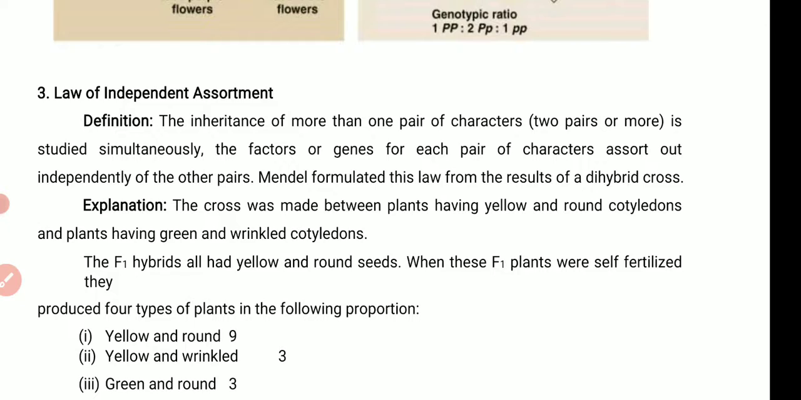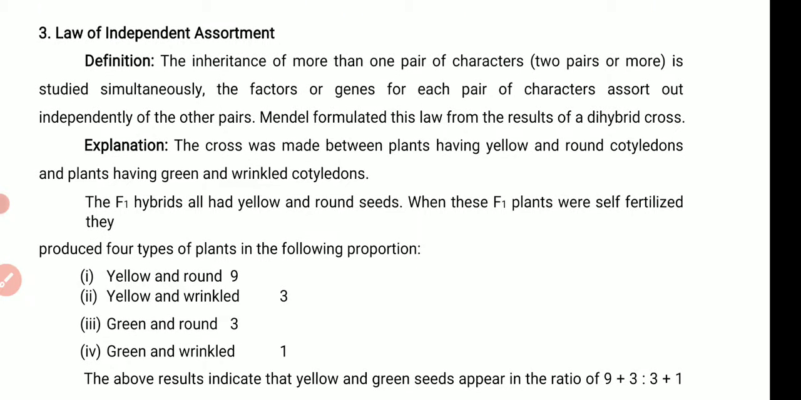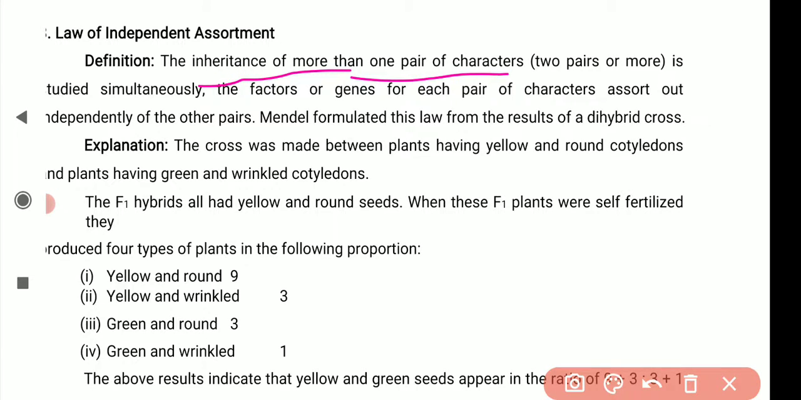So the third law is the law of independent assortment. We did the law of dominance and recessiveness, then the law of segregation, and the third one is the law of independent assortment. Seeing the definition, it is the inheritance of more than one pair of characters studied simultaneously. So this is your dihybrid cross. The second law, segregation, was your monohybrid cross, right? And here you will draw the dihybrid cross.